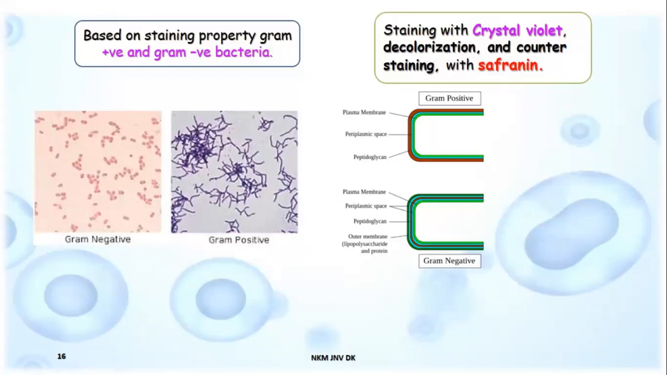Based on the staining property, gram-positive and gram-negative bacteria can be distinguished. Gram-negative bacteria are pink in color because they take the secondary stain safranin, and gram-positive bacteria take the first stain, crystal violet, so they are seen violet in color. The steps are staining with crystal violet, decolorization, and counterstaining with safranin.